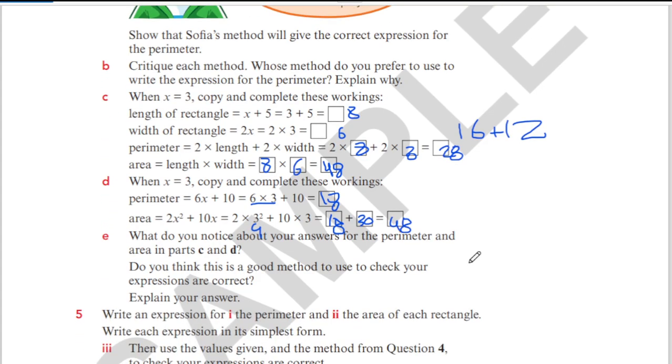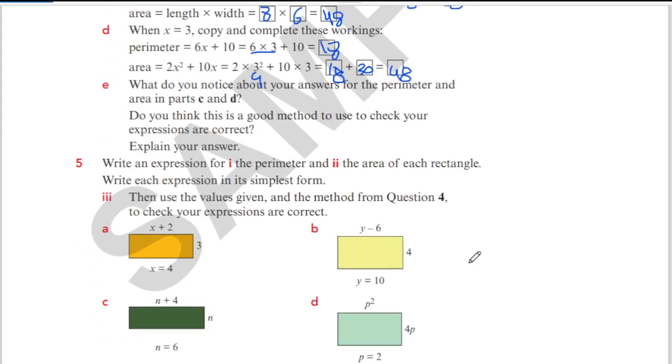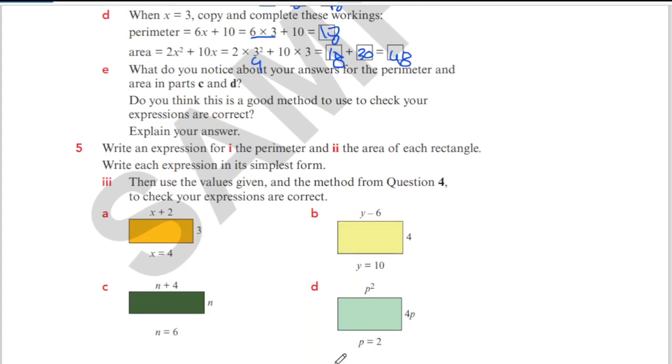Part E is a learner's question. This is their own answer, so you can have your own answers for question number 3. So we are done till here, and I'll continue with question number 5 in the next video. Thank you.